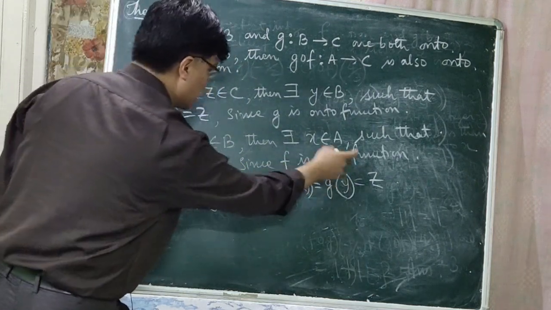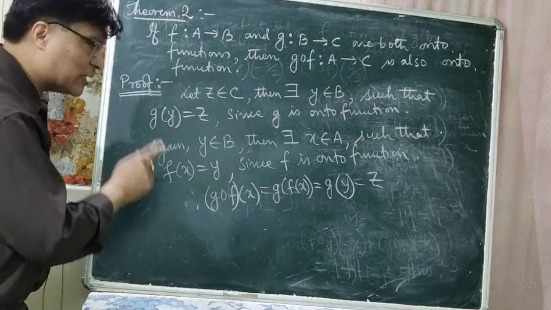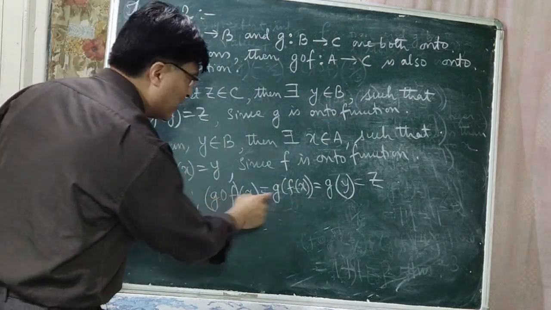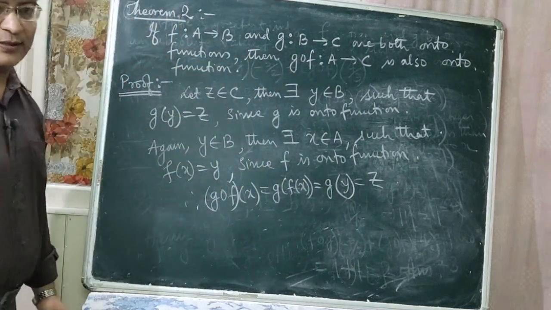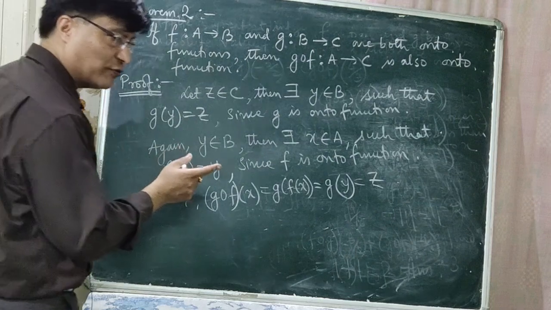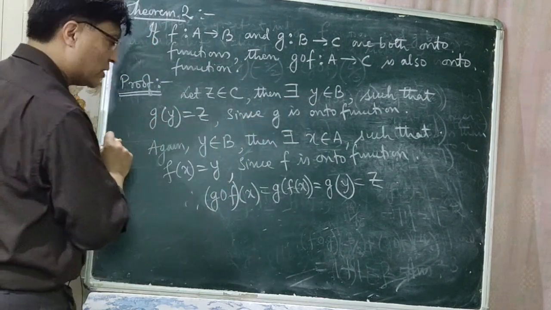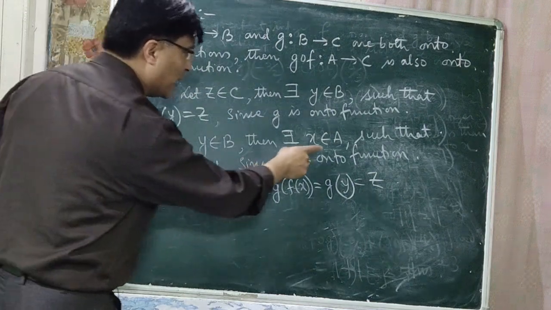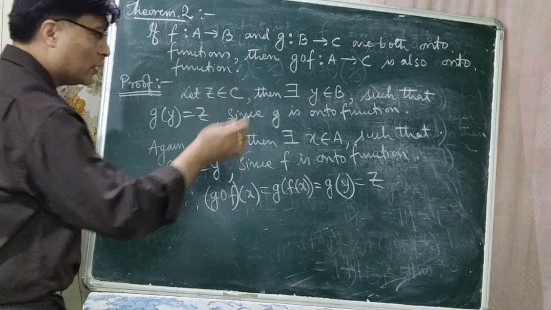So f is onto function, that's why we are writing f of x is equal to y. So here also, since we have proved that gof of x is equal to z, therefore gof is onto function. So g of y is equal to z, g is onto function. f of x is equal to y, f is onto function. gof of x is equal to z.